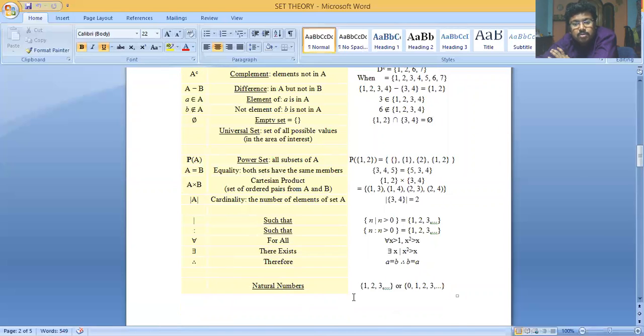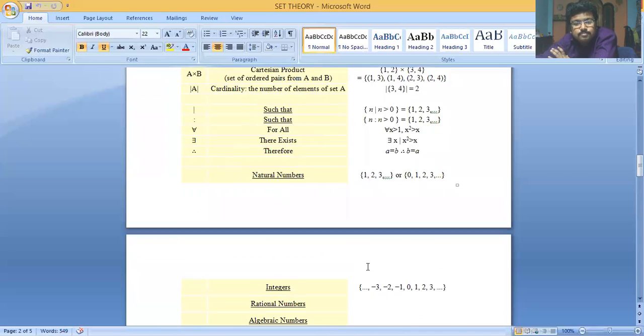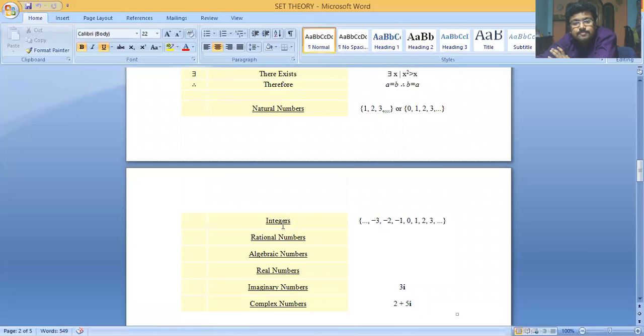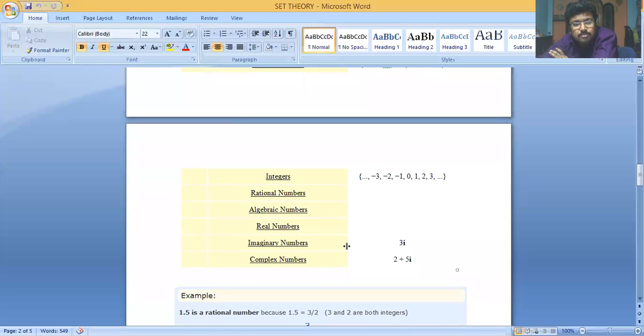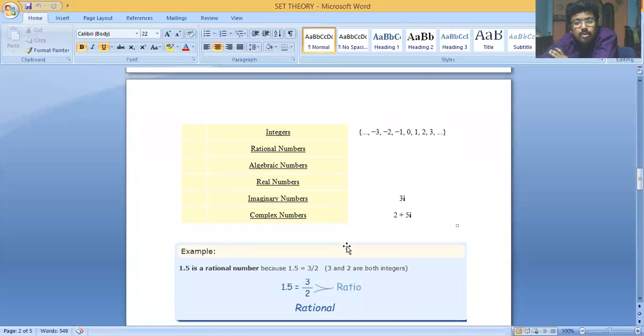Natural numbers. These are the natural numbers. Now integers. Integers are -3, -2, -1, 0, 1, 2, 3. All are the integers. Now, what are the rational numbers? What are the algebraic numbers? What are the real numbers, imaginary numbers, complex numbers? Look, one by one, I will discuss all of these.